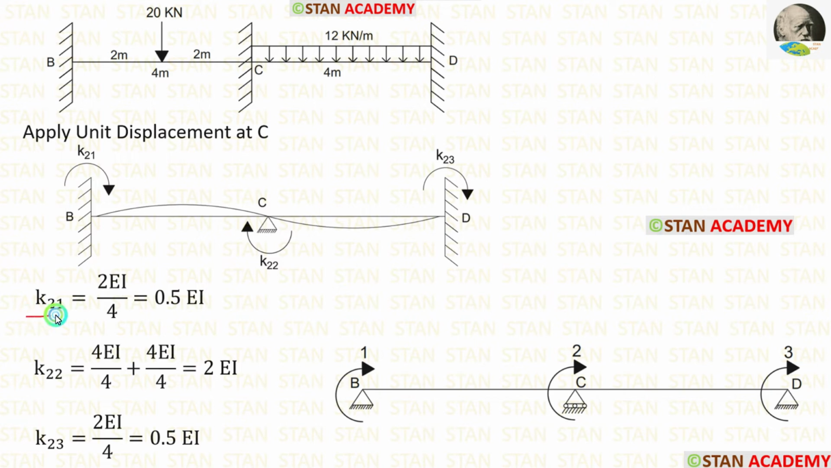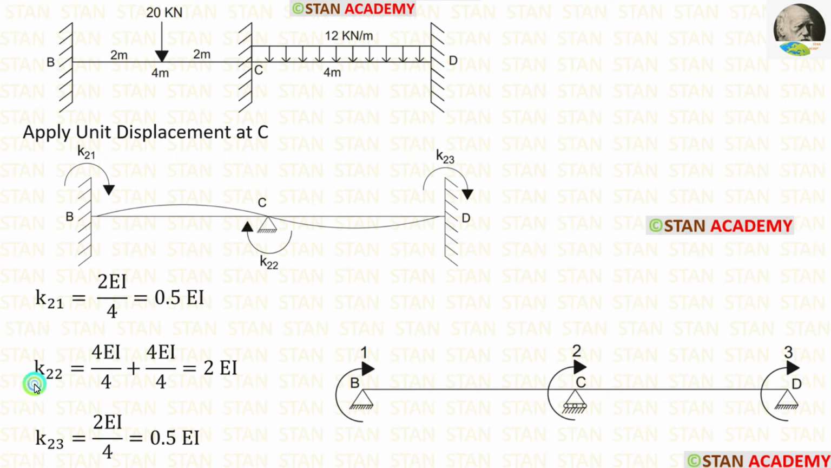Let us calculate K21. For that, from the point B, we have to look on both the sides. On the left side there is nothing. On the right side there is a hinged support. If the far end is hinged, the formula for stiffness is 2EI upon L. Length of BC is 4. Let us apply that. Finally, for K21, we are getting 0.5 EI.